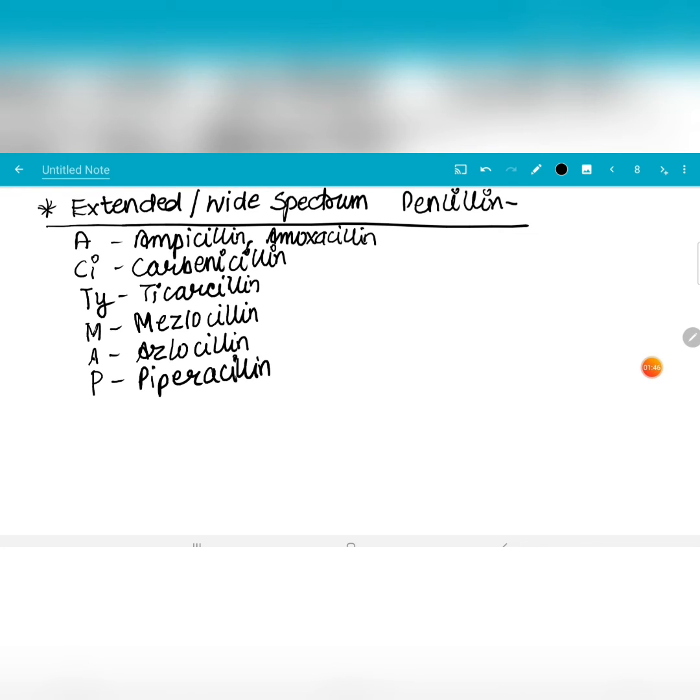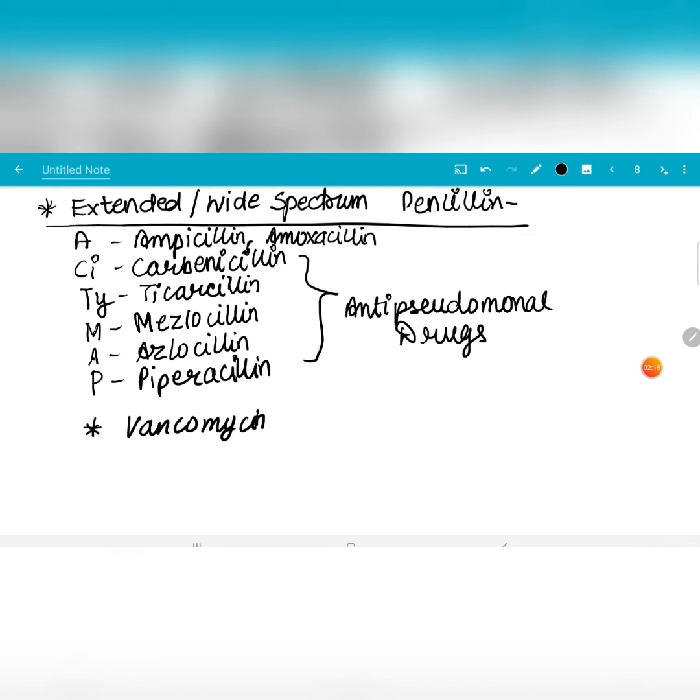Except ampicillin and amoxicillin, these are all anti-pseudomonal drugs. And one thing also, vancomycin is not effective against pseudomonas.